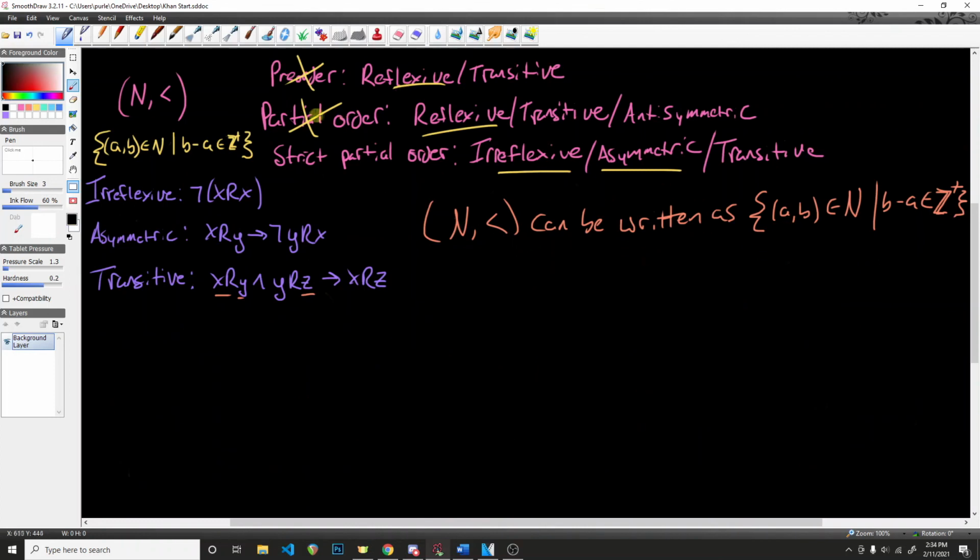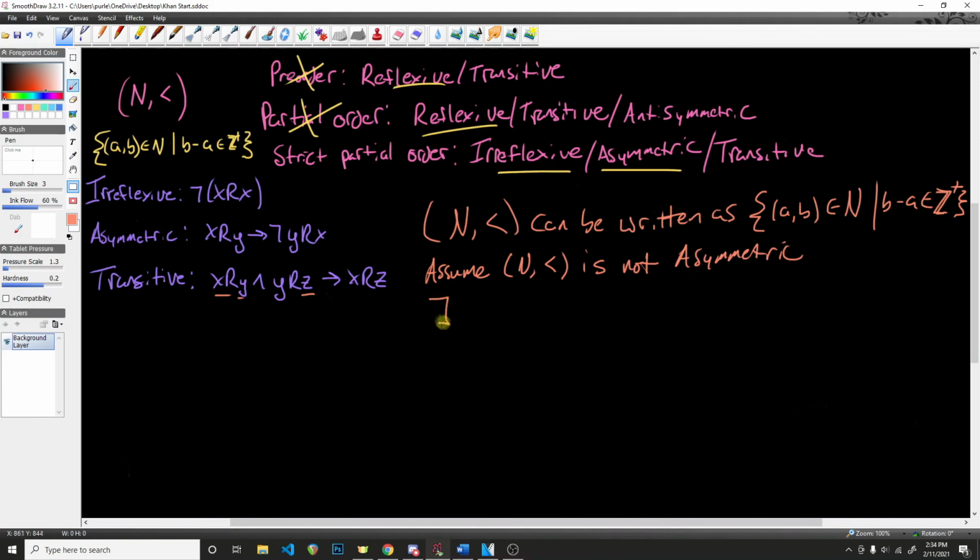I wish we were done, but we are not. We still need to prove one more thing, and that is that this is asymmetric. So again, I'm going to leave this definition that we have here, and we're going to do the exact same thing. We're going to do a proof by contradiction. So what we're going to say is assume that our relation is not asymmetric.